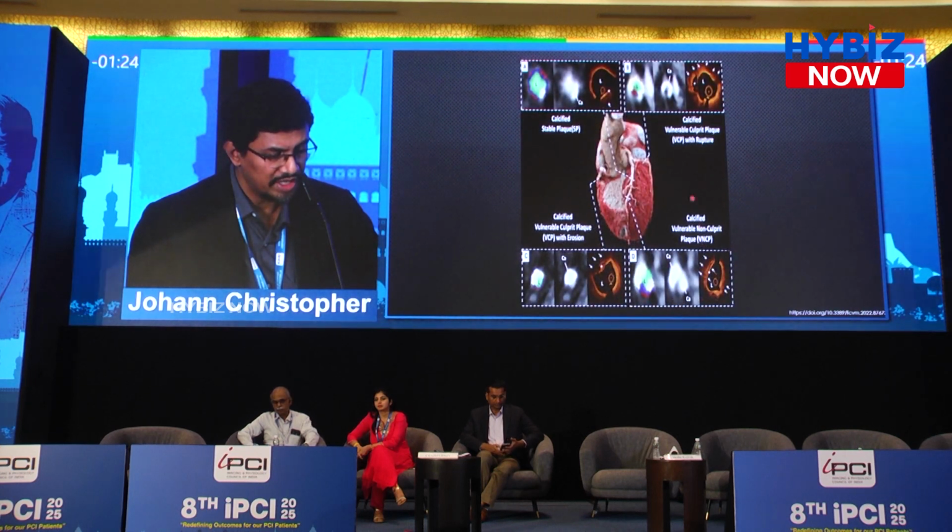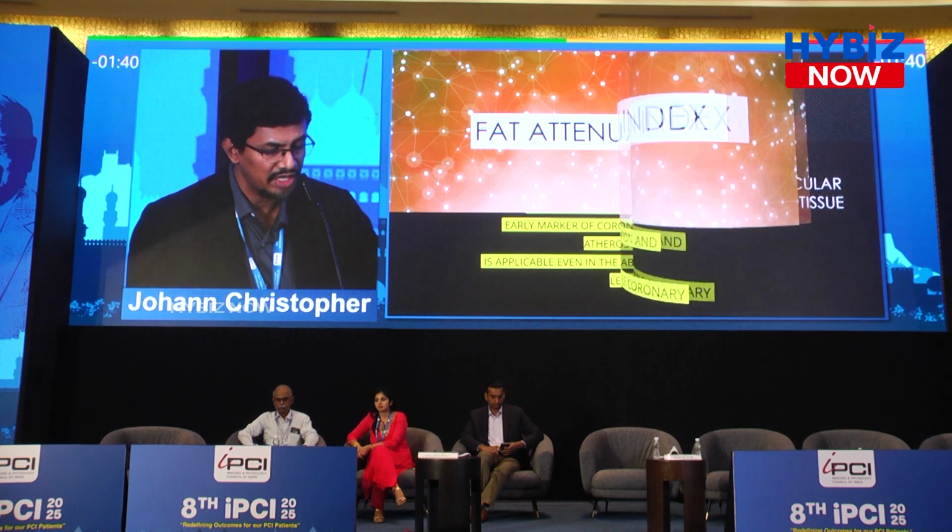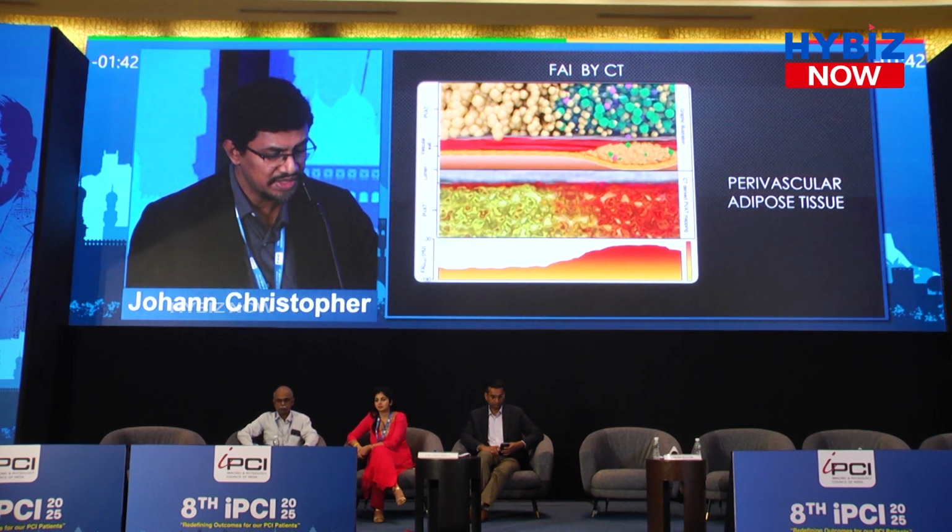This is how the plaques look on the CT, and we have different varieties of plaques, calcified, partially calcified, with and without rupture. Now, the new thing that is coming into CT is what we call the fat attenuation index, and this is a very early marker of inflammation even without a lesion. And this is the cartoon showing you how the layer just outside the vessel, the peri-adventitia, is significantly inflamed with macrophages, and this is how it looks on the CT picture.